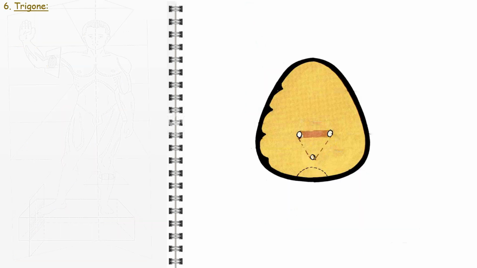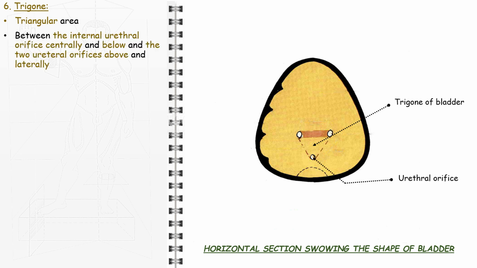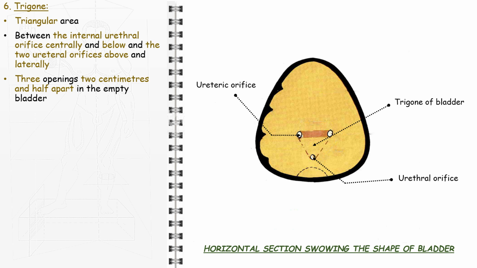The trigone is an internal part of the bladder. It constitutes the anterior region of the base of the bladder, while the retrotrigonal fossa is the upper posterior region. The trigone is a triangular area between the internal urethral orifice centrally and below and the two ureteral orifices backwards and laterally. The three openings are 2.5 centimeters apart in the empty bladder.